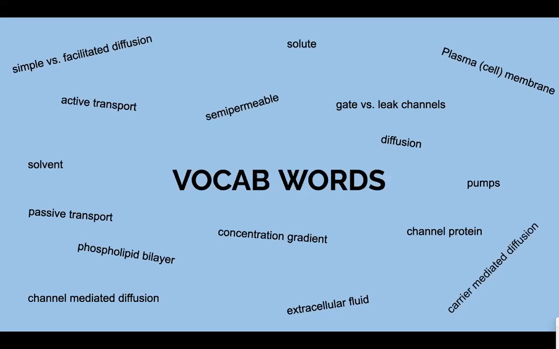Carrier-mediated diffusion is the movement of molecules or ions across the cell membrane with the help of carrier proteins, which bind to and transport specific substances. Active transport is the movement of substances across the cell membrane against their concentration gradient, requiring the input of energy, usually in the form of ATP. Pumps are membrane proteins that actively transport ions or molecules across the membrane against their concentration gradient, utilizing energy, usually in the form of ATP, to maintain concentration gradients and perform specific functions.